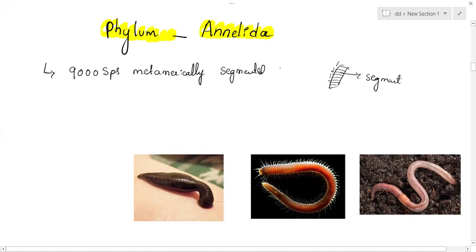And they have this segmentation with the true coelom. They have a true coelom. They are not pseudocoelomate. Either they have a coelom or the coelom might be half, which we call pseudocoelom. But here the coelom, the cavity, is completely formed. We call this coelom. Their true coelom.